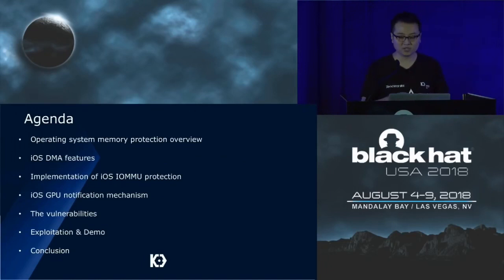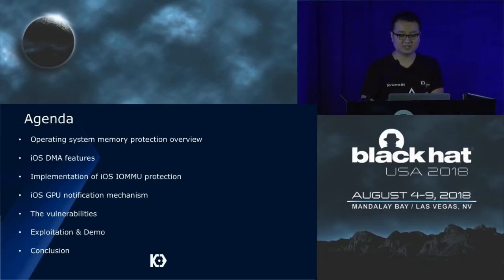So today our agenda is, we will firstly talk about the memory protection implemented by modern OSes. This is not a very interesting topic because it has been there for many years. Next, we discuss the iOS DMA features, including the previous research, as well as the implementation of the iOS IOMMU protection. And next, because KeenLab did a lot of reversing work on the iOS GPU notification mechanism part, since it is not an open sourced part of the iOS kernel.